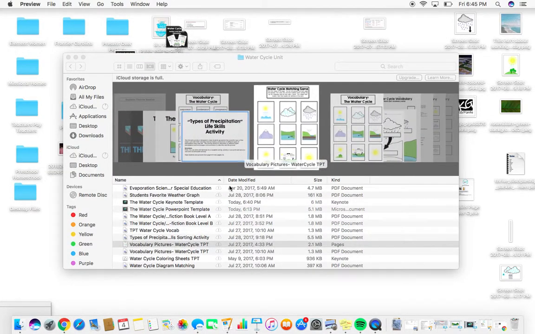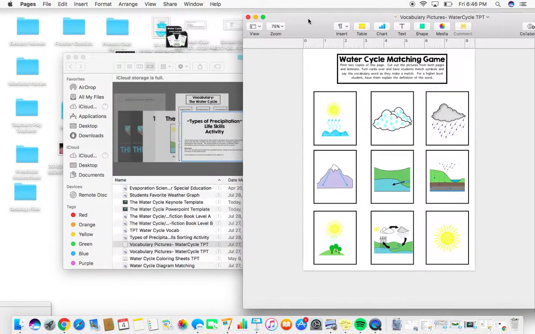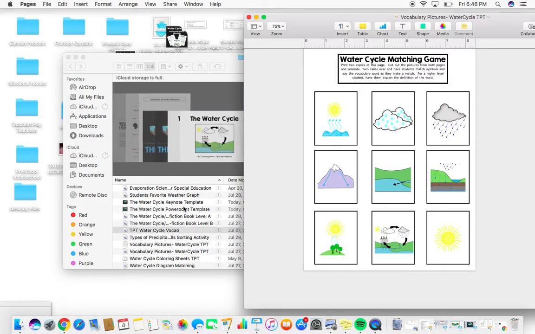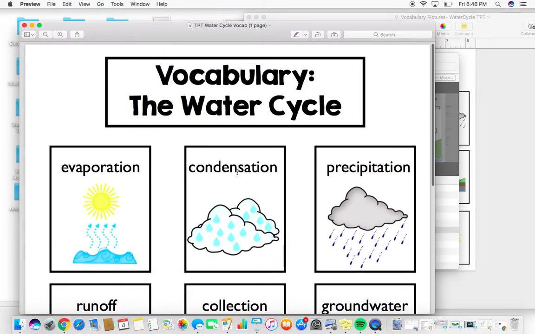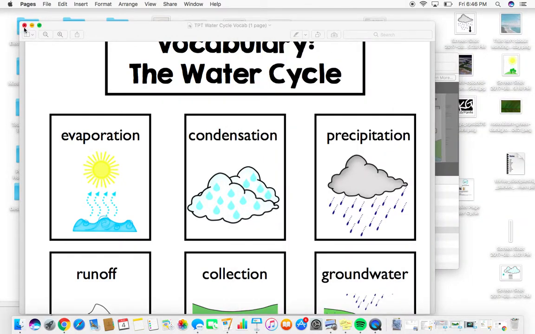You also have a matching game. It's similar to that first page, except it doesn't have the words on it. So you can make 2 copies of this and cut out the pictures, laminate if you want, turn the cards over and play a matching game. Whenever the students make a match, they have to say the word, or for higher level students, you can have them explain the definition of the word. If you wanted to mix it up and use one with the words, so print out 1 copy of this and 1 copy of this to have a matchup, you can do that as well.